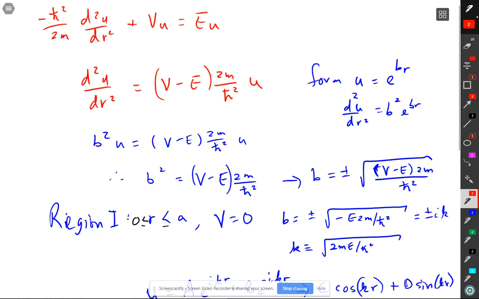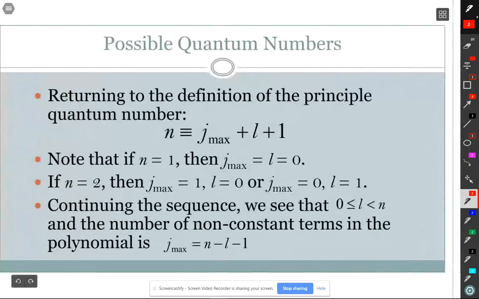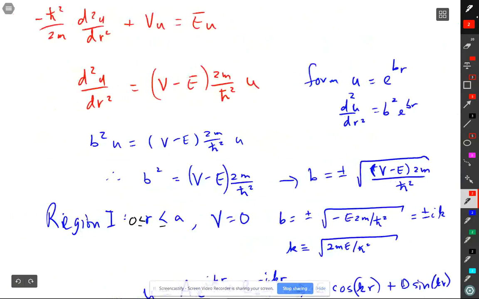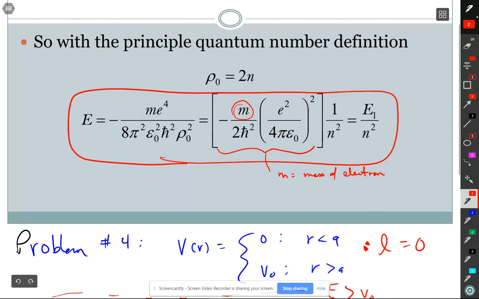But for now, okay, where are we? Where are we? Okay, yeah, we were on this slide.